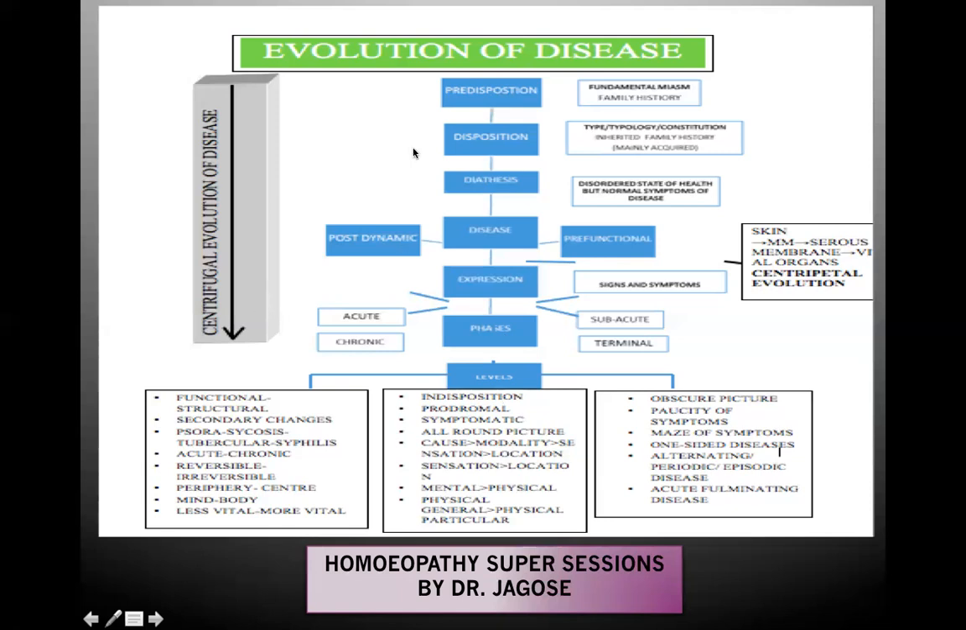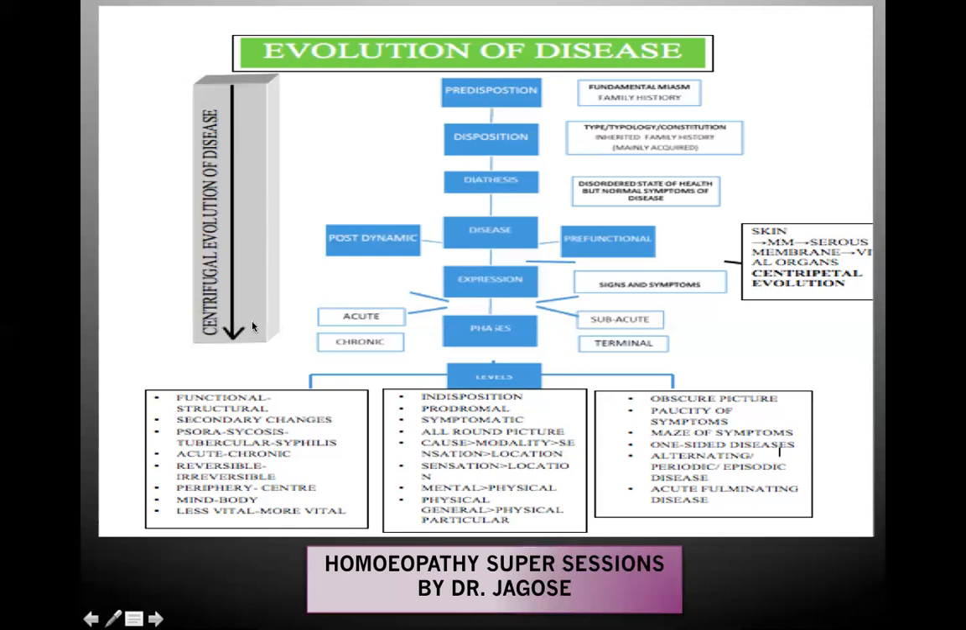Whereas the evolution of the disease will be centrifugal in nature. That means evolution will start from within. Within meaning what? From the family history, supported by the disposition, that is the traits on the mental level, on the physical level as well as the constitutional level. So the disease will evolve centrifugally, from within outwards. Therefore, the arrow is kept like this.